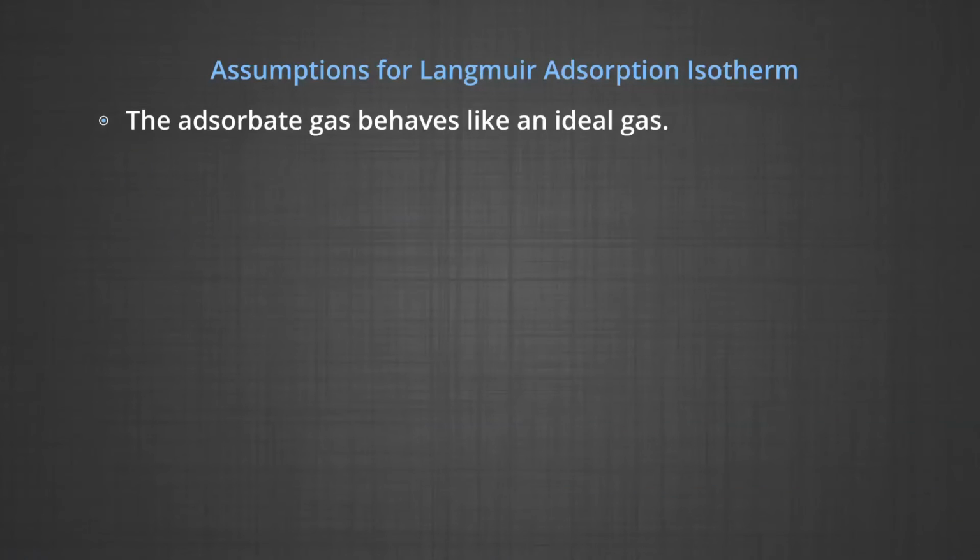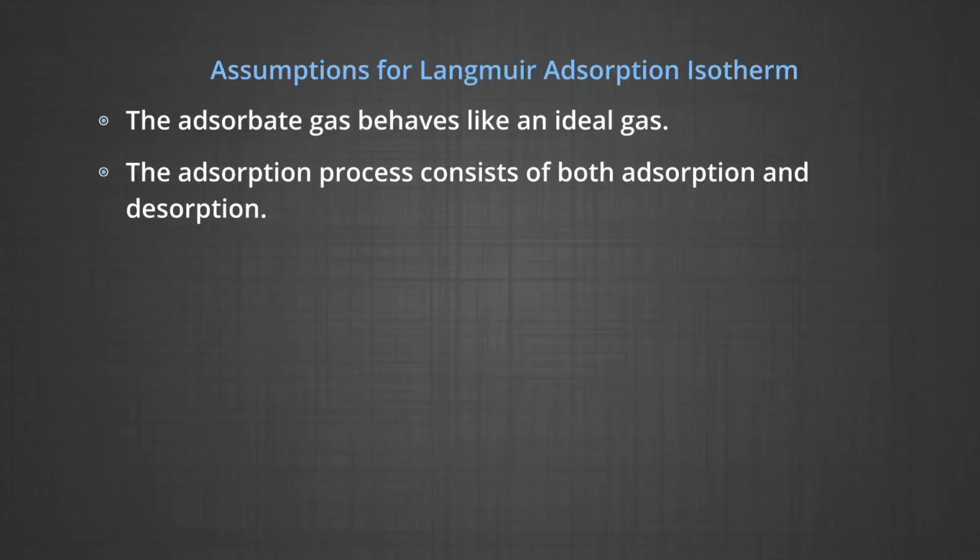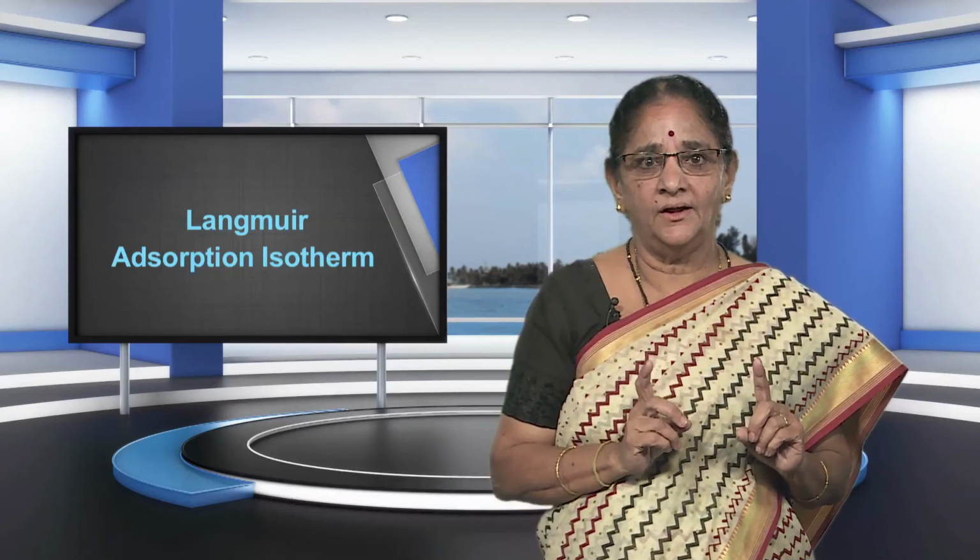Number 1, the adsorbate gas behaves like an ideal gas. Number 2, the adsorption process consists of both adsorption and desorption. Adsorption is the condensation of adsorbate gas on the adsorbent, and desorption is the evaporation of adsorbate gas from the adsorbent. An equilibrium is reached between adsorption and desorption at a constant pressure of adsorbate gas.